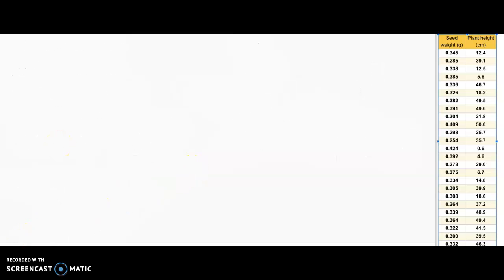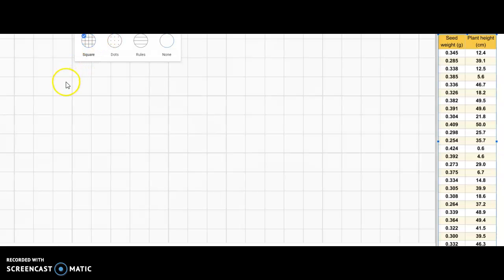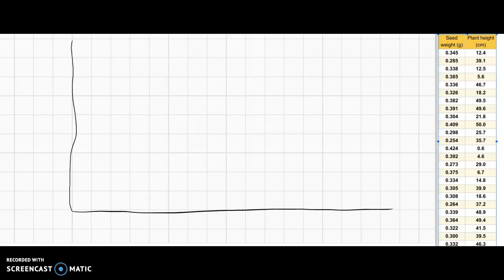You were then asked to draw a scatter plot, which we're going to eventually turn into a line graph. So you need a y and an x, and our fitness estimate, in this case seed weight, will go on your y-axis. Don't forget your units. And then on your x-axis is the trait that we think affects fitness. So in this case, we're looking at plant height. Again, remember your units in centimeters.